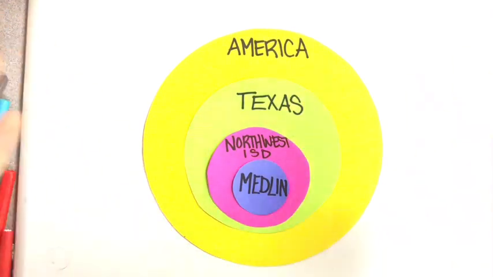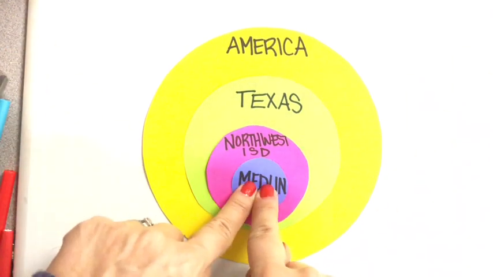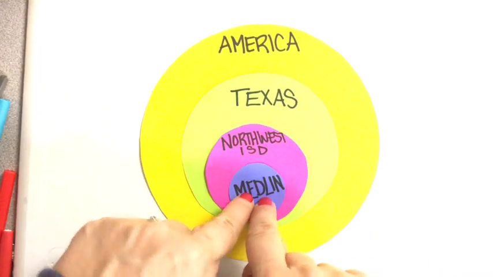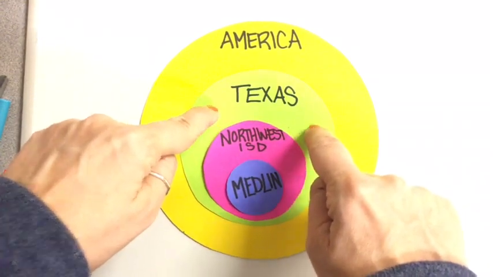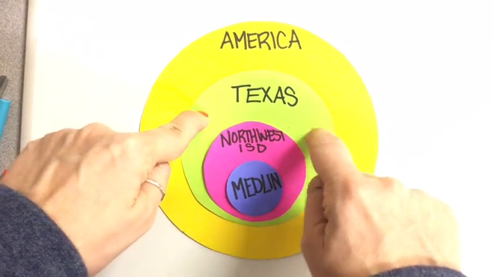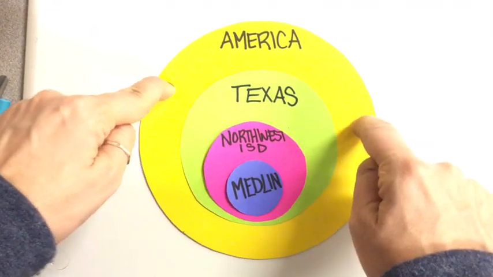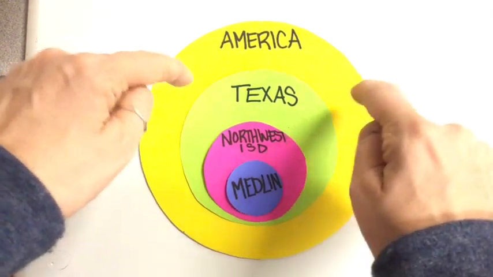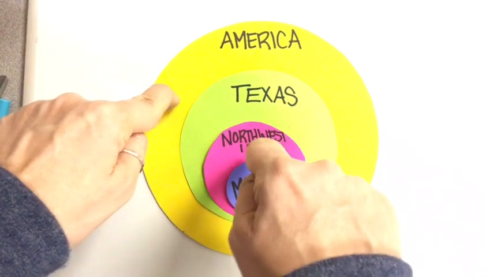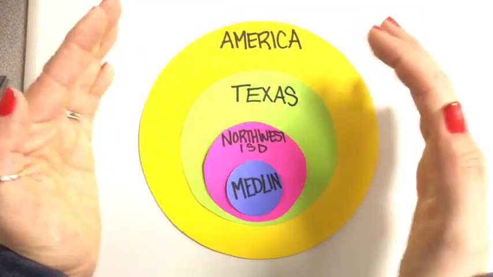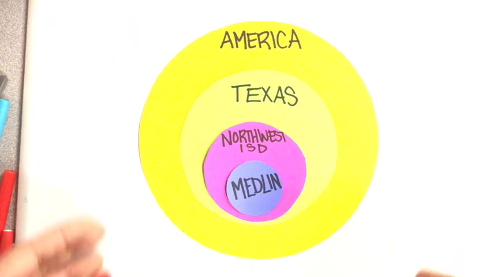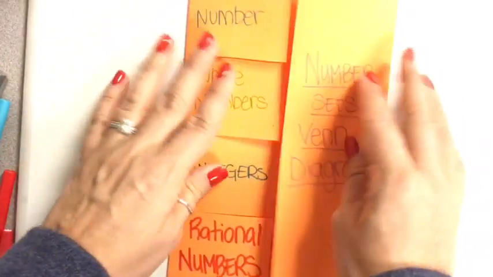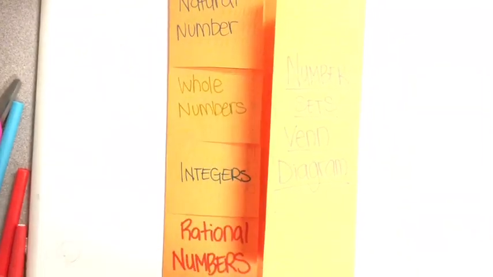So I hope this kind of clears up how natural numbers are whole numbers, but they are more specifically natural numbers. And integers, whole numbers are integers, but all integers are not whole numbers. And then rational numbers include natural numbers, whole numbers, and integers, but there are a bunch of rational numbers that are none of these. So they're a part of it, but they aren't the whole thing, just like America and Texas and Northwest ISD. So this is your foldable for the day. You can get it glued into your notebook, and hopefully that clears up number sets.